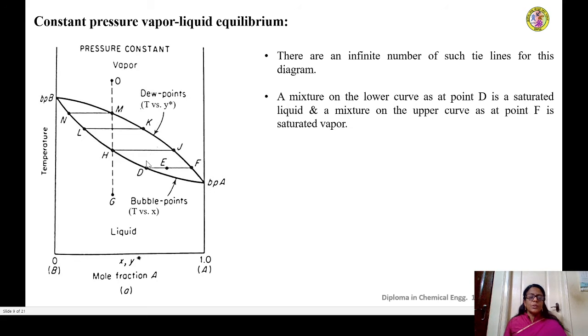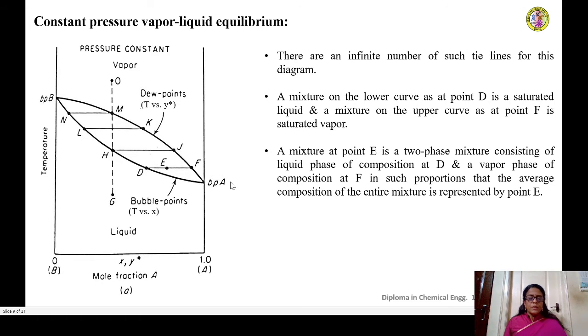A mixture on the lower curve, as at point D, is a saturated liquid. In the same way, a mixture represented on the upper curve, as at point F, is a saturated vapor. A mixture lying at a point on the line joining the two points D and F is an equilibrium mixture of vapor and liquid, and the composition of each phase is represented by points D and F respectively.